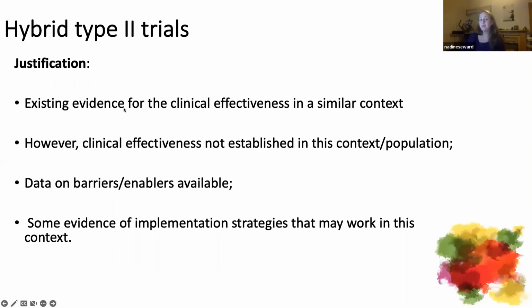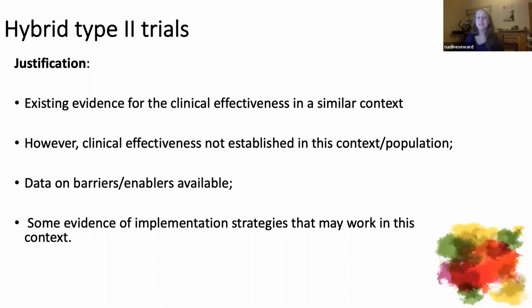So when do we do a type 2 trial? This can be done with this existing evidence in a similar context. So we might have one African country and we're moving to another African country, and we think it's probably going to work there. And a hybrid trial is actually a good excuse to collect as much evidence as possible.